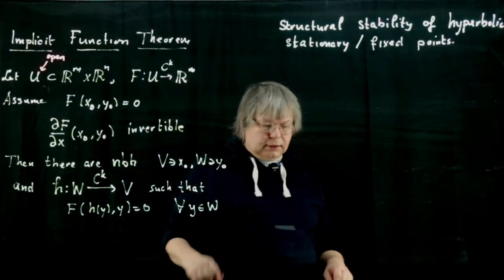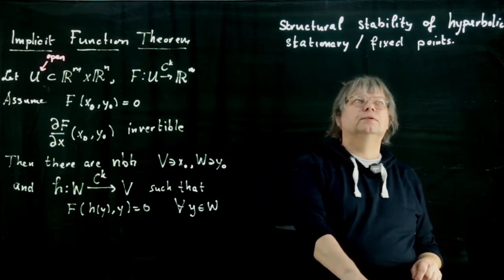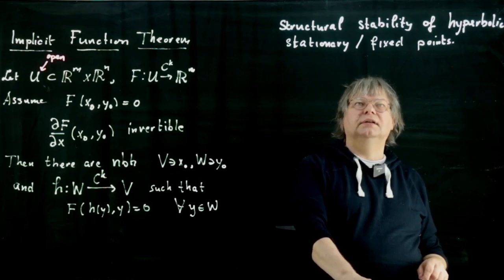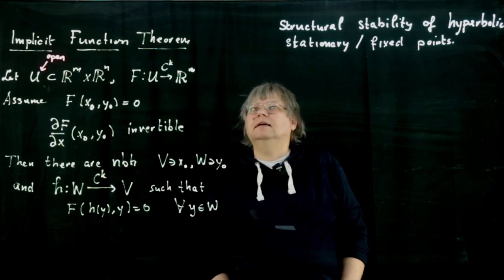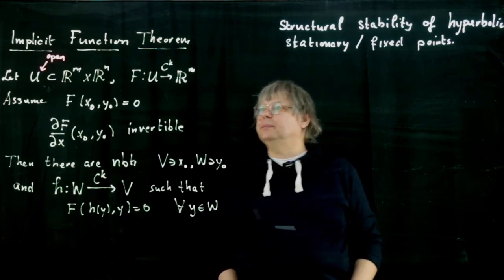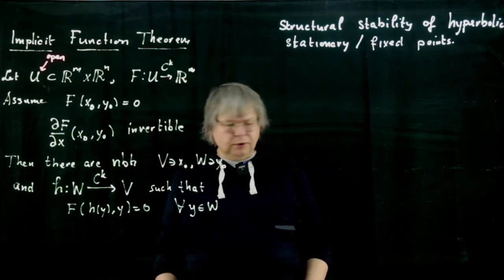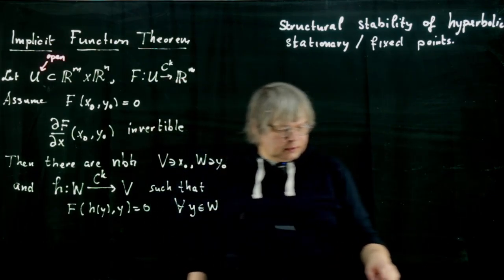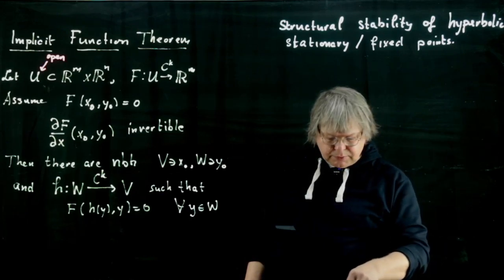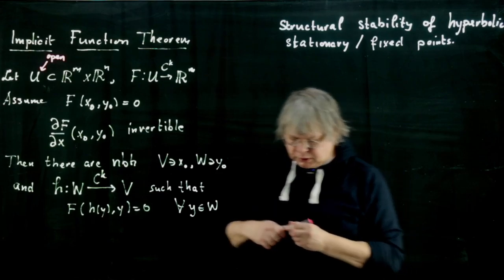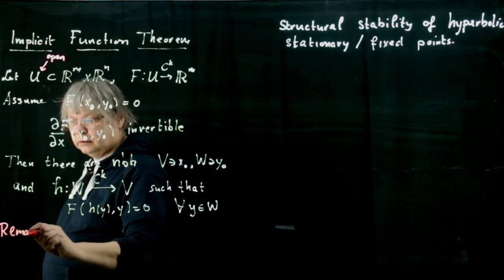Okay, so let's just apply this notion of structural stability to hyperbolic stationary and hyperbolic fixed points in the continuous and discrete time setting. And in both cases, we need the implicit function theorem, which I put down again on the left. And so have a read through it. But I want to make one more remark to it. And that's the remark that I will use in a minute.